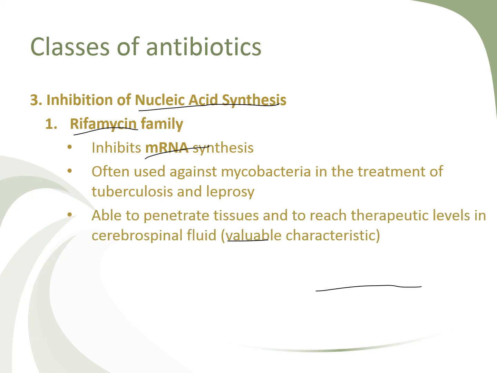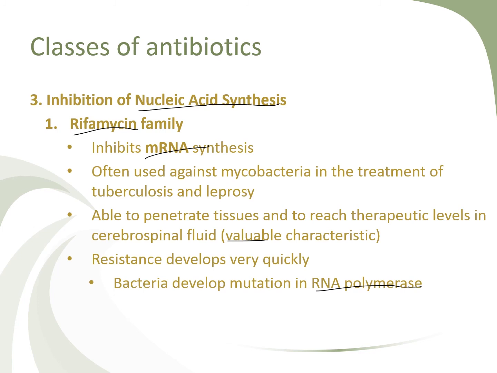It's able to penetrate tissues and to reach therapeutic levels in cerebrospinal fluid. This is a valuable characteristic, because this is very important. But resistance develops very quickly because bacteria develop mutations in RNA polymerase. I need RNA polymerase to form my mRNA, but this antibiotic inhibits it. If the bacteria develop a mutation in its RNA polymerase, my antibiotic will not be able to inhibit the mRNA synthesis anymore.